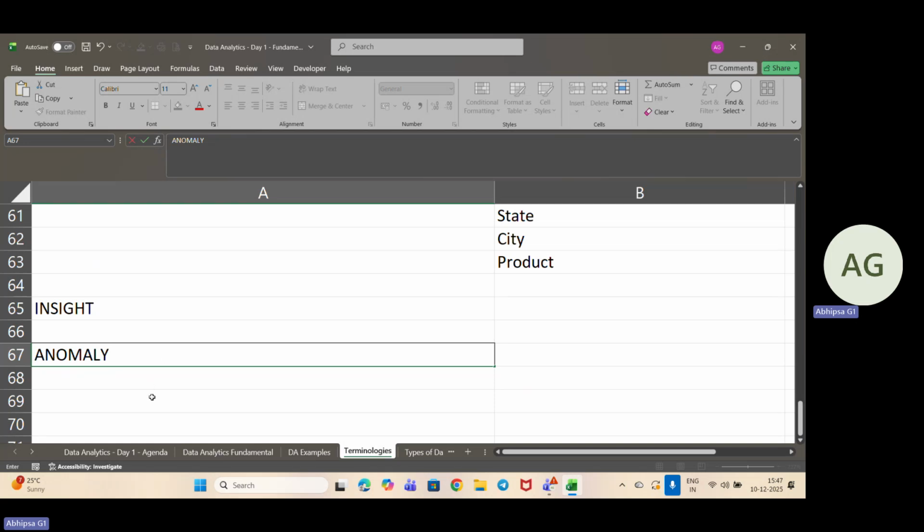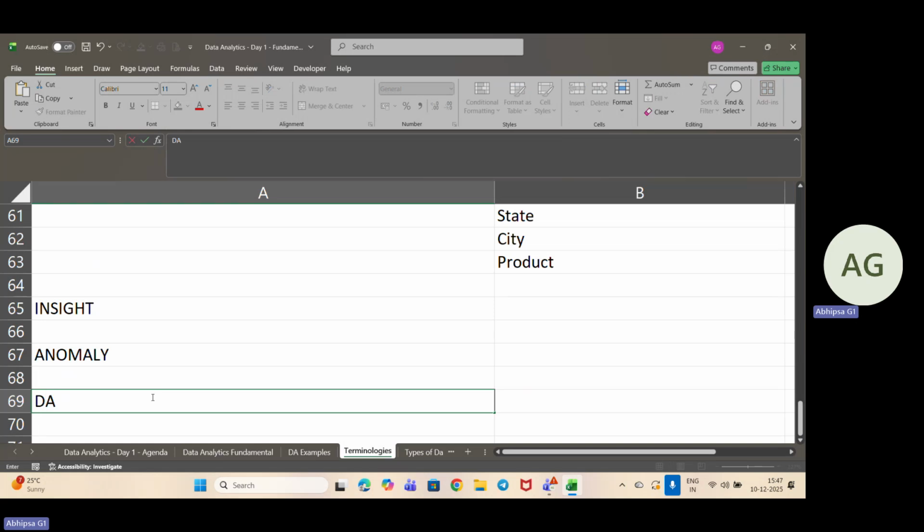Next, we have data mining. What is data mining? We are digging into a lot of data to find useful patterns. To find any useful pattern, we go deep and dig down into the data. That is called data mining.